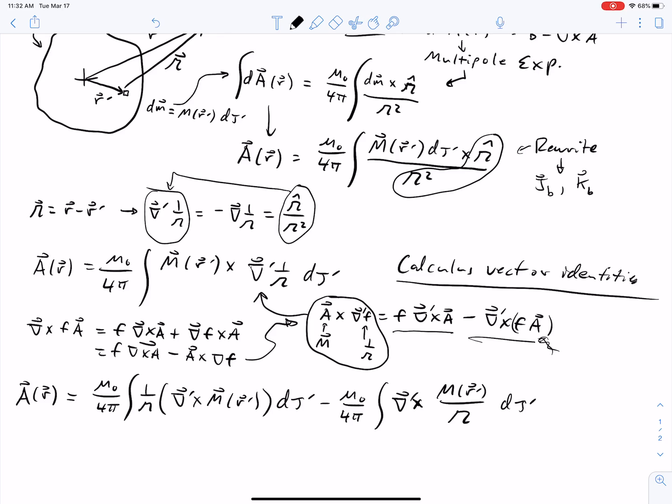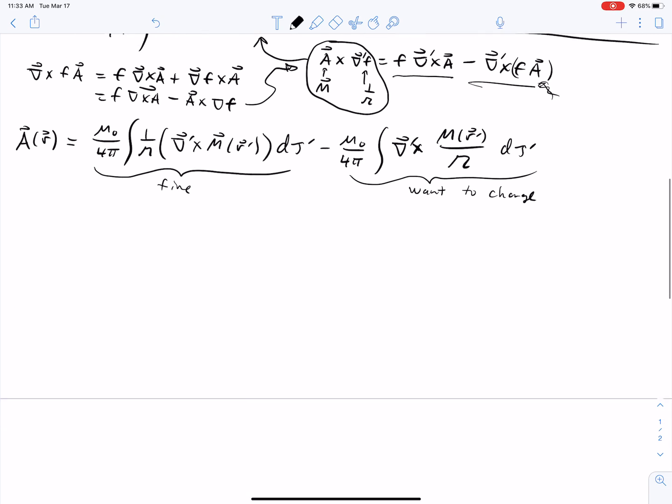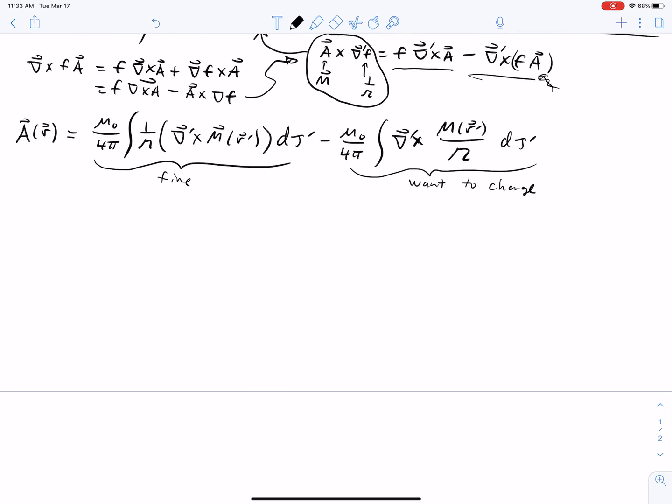And what we can do now. Okay, so now to go forward, this one is fine, but this one here, we want to change. Now to change that one, we're going to have to do more math.